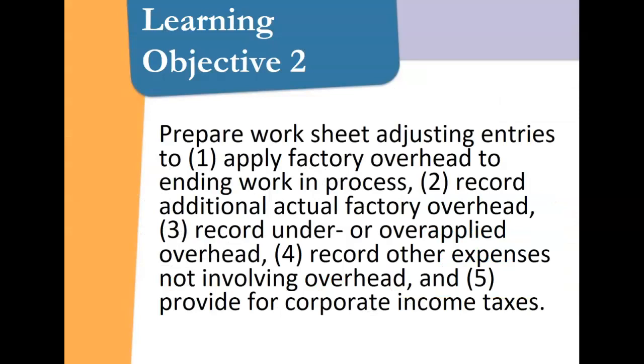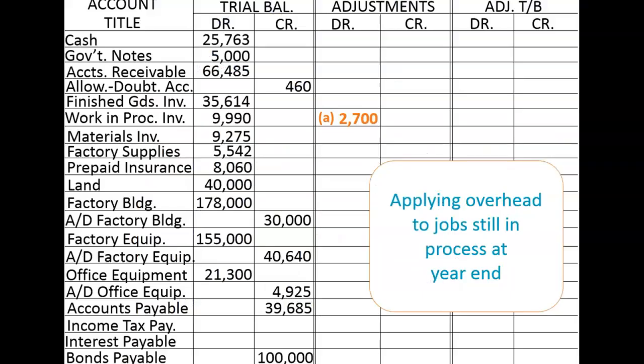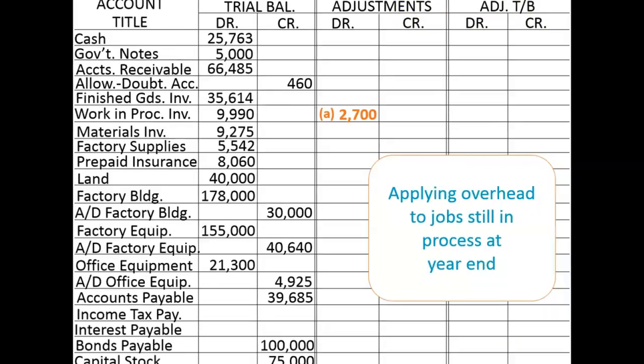Now we're going to prepare our worksheet, and here's where we're going to start. And I'm going to pause this video for a second because I think I'm clipping out the very bottom of this slide. Okay, well, it may be a little better, but not a whole lot. But our last entry here on the bottom of the page is capital stock for $75,000, which hopefully you'll be able to see.